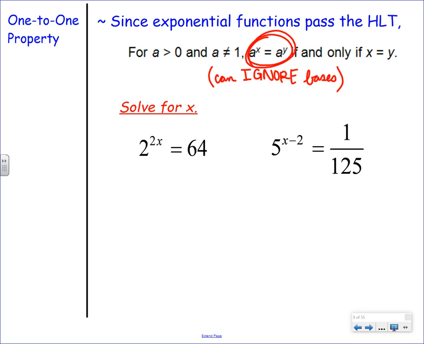But if the bases match, we can ignore them and get to just the exponents. We can make this huge jump where we go from having exponential pieces to just having an equation dealing with the exponents themselves.